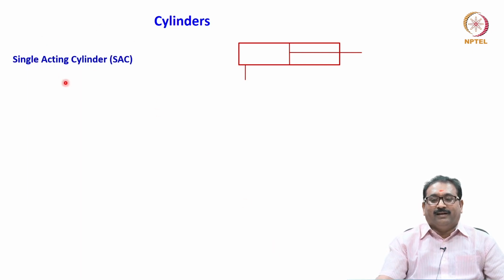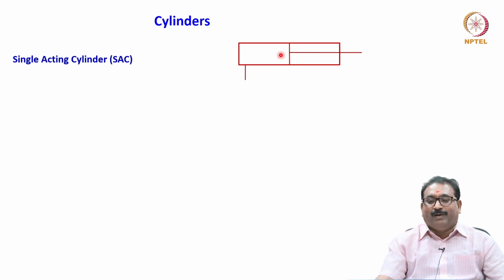Single acting cylinder, see friends, one rectangle, then one line and a big line. Please see here, I am putting one line here. What is the meaning of this? It is a single acting cylinder. This is a cylinder, then this is a piston and this is a piston rod and one port here. This is known as head side, this is known as tail side.